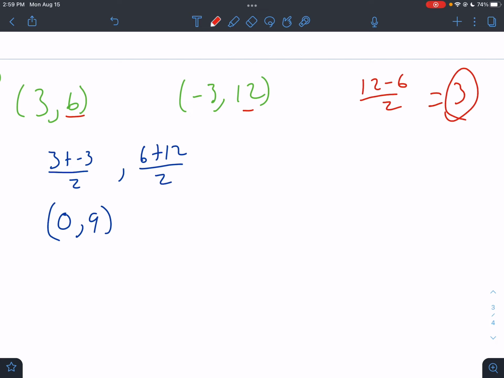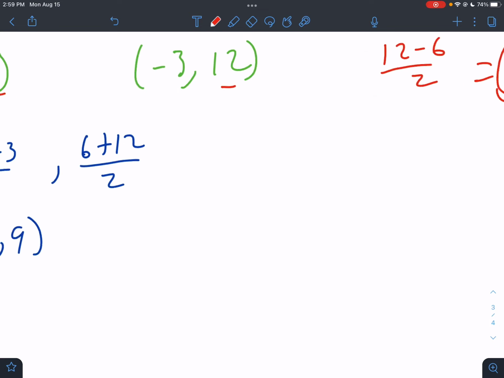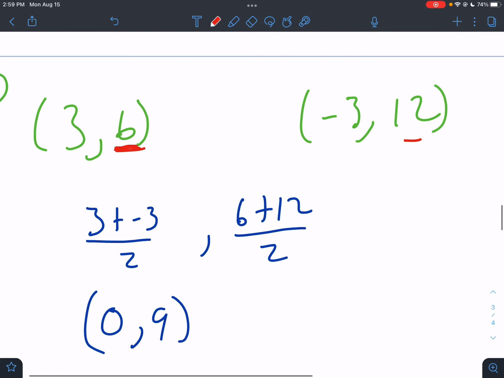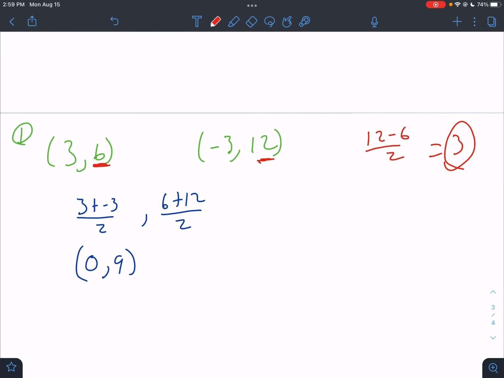And you'll tell me that's the answer, that's the middle. I want you to think real hard. You're telling me that 3 is the middle of 6 and 12? 3 is not even in between 6 and 12.